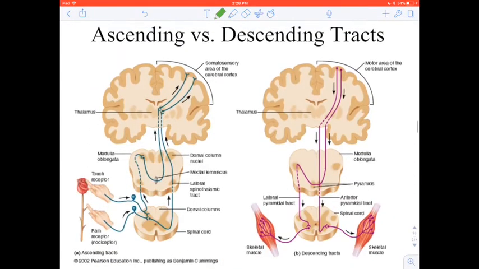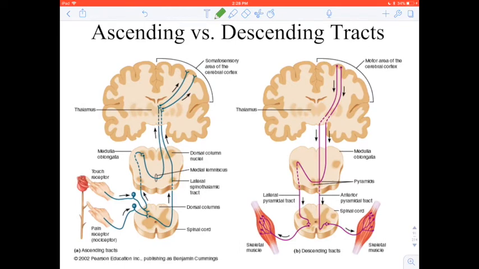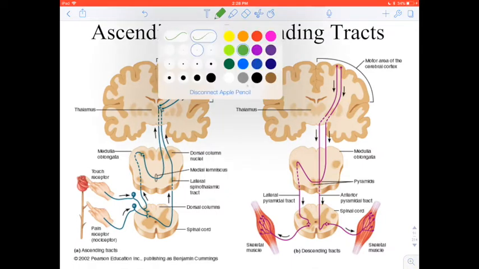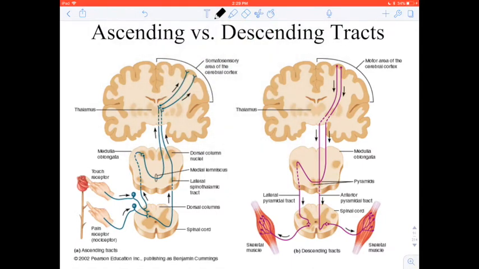So now let's get to the ascending versus descending tracts. A couple things that we definitely want to make note of are a few guiding principles of what distinguishes these. Other than ascending going up the spinal cord and descending coming down, ascending is going to be sensory, and they're what we're going to call afferents. Afferent with an A. Sensory afferent.